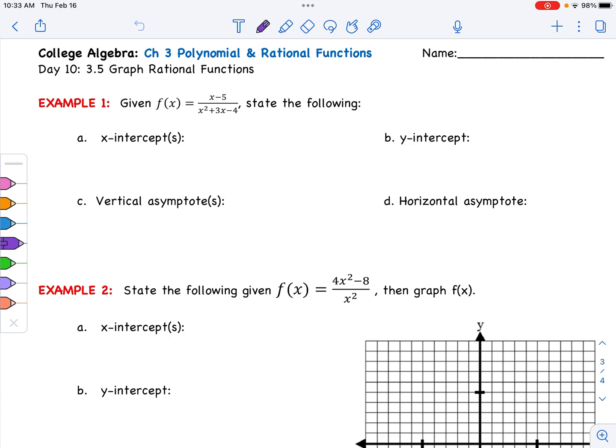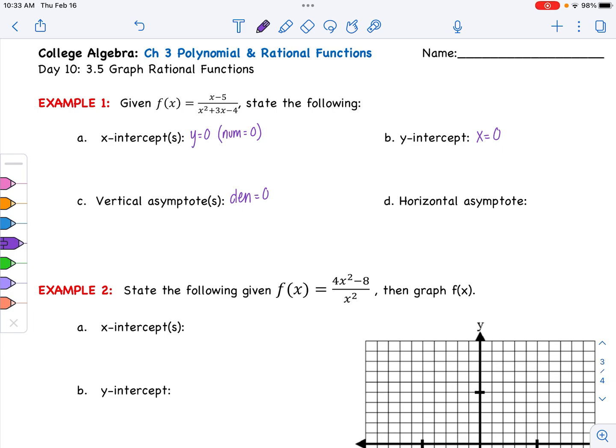So first thing with example 1, we are given f of x equals x minus 5 over x squared plus 3x minus 4, and we're going to state the following. The x-intercepts, if you remember from day 9, is when you set y equal to 0. In other terms, you could just set the numerator equal to 0. The y-intercept, that's when x equals 0. Vertical asymptotes is when you set the denominator equal to 0.